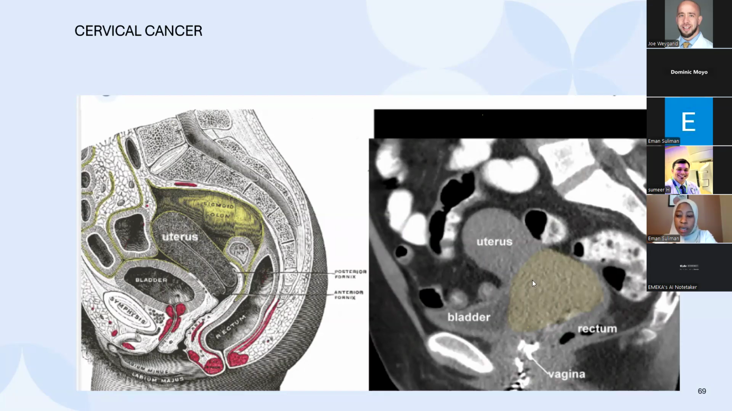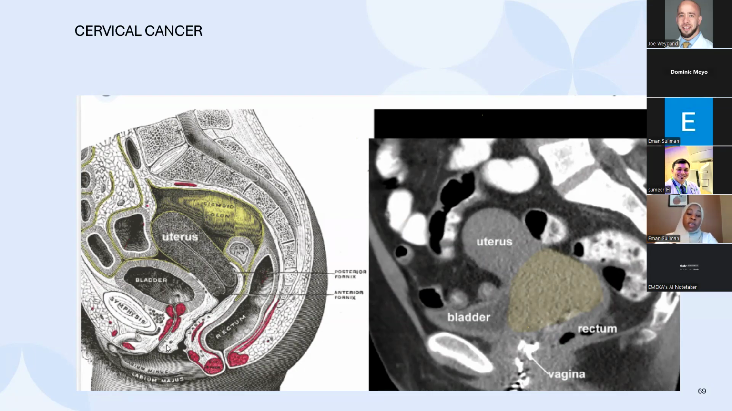Here is the uterus, and then there is a cervical tumor. As you can see, it's very big. It starts compressing the rectum posteriorly and the bladder anteriorly, and it's pushing down the vagina.